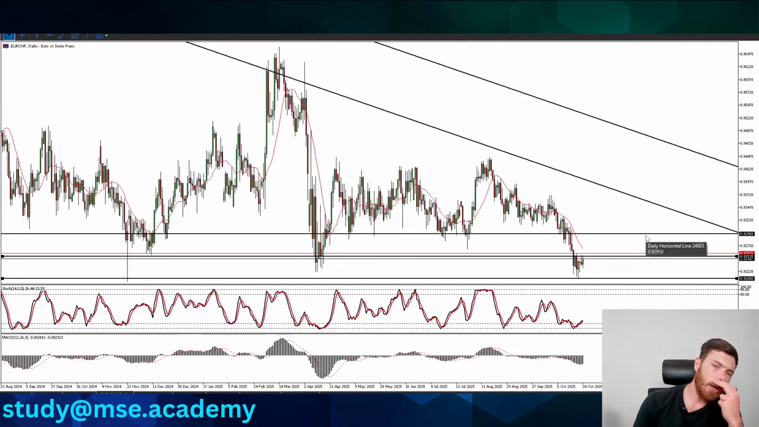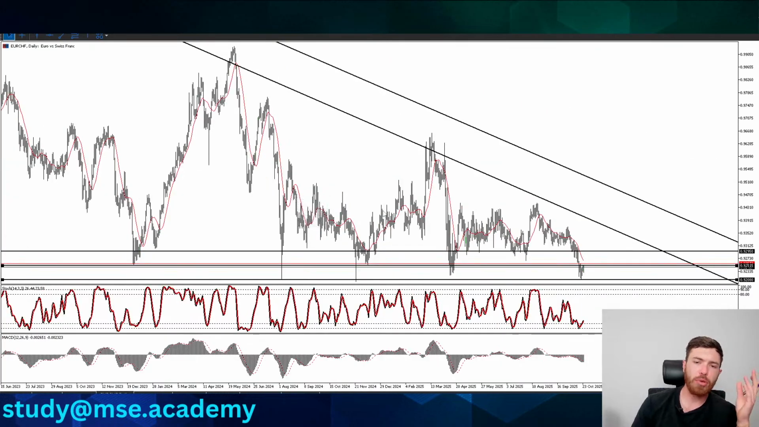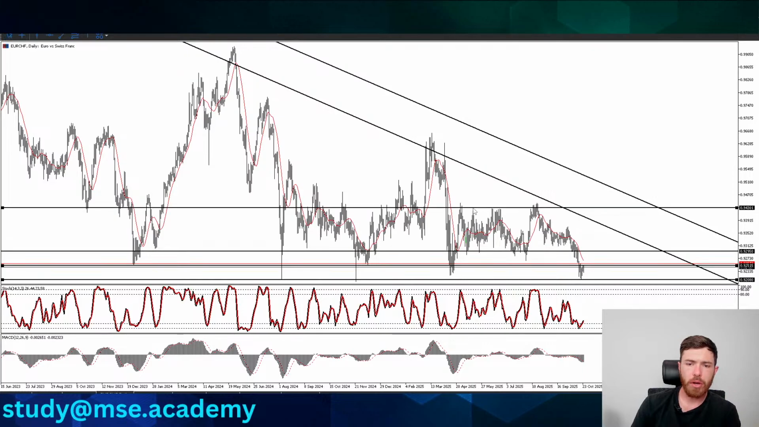So the market has broken below where fair value price is. Fair value price being where most of the trading is taking place. Now, if I just put a horizontal line here, you can see that price is sitting within this zone.